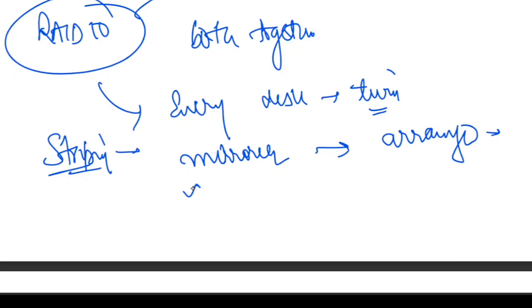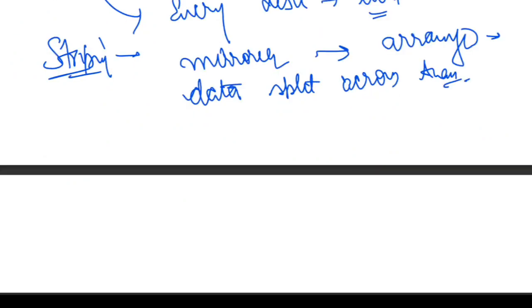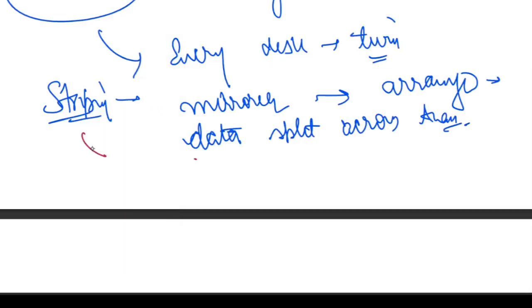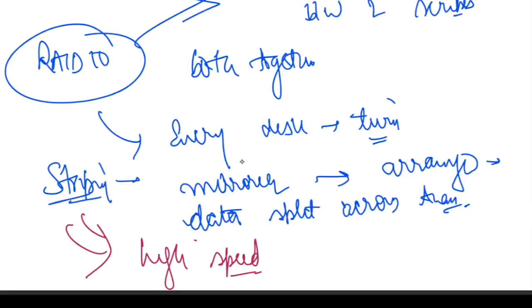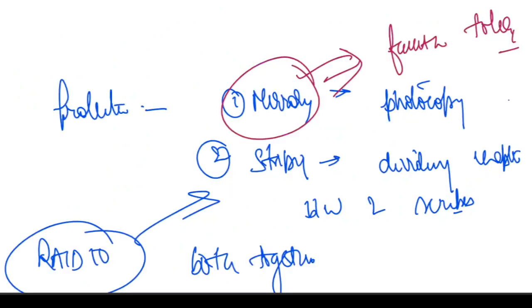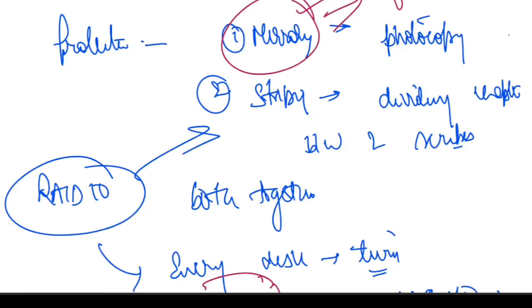This makes reading and writing much faster. So you get higher speed and you get high fault tolerance. Because of the striping, you get high speed, and because of the mirroring, you get high fault tolerance.